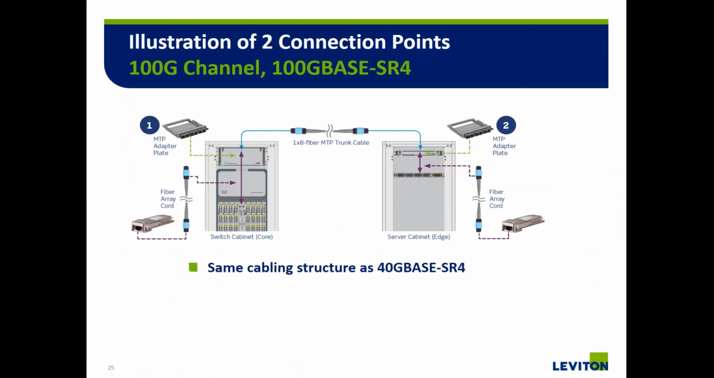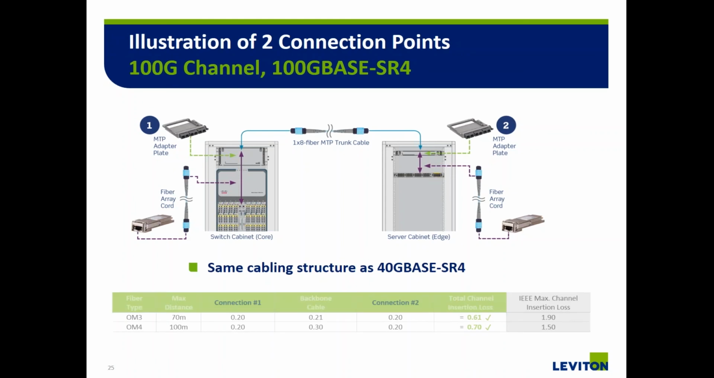In this illustration of a 2 connection point, 2nd generation 100 gig SR4, the cabling follows the same structure as 40 gig SR4. Instead of 10 gig fiber per lane, it is now 25 gig fiber per lane. Using MTP pass-through adapter panels, the calculated channel loss budget passes for both OM3 and OM4 fiber types. If using MTP conversion cassettes, the calculated loss budget will pass for both OM3 and OM4 too.